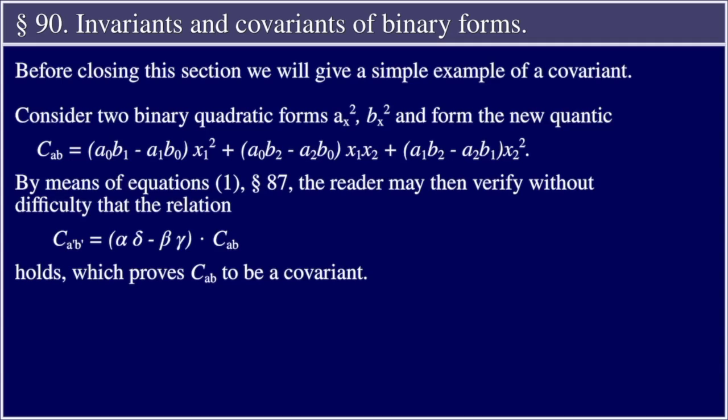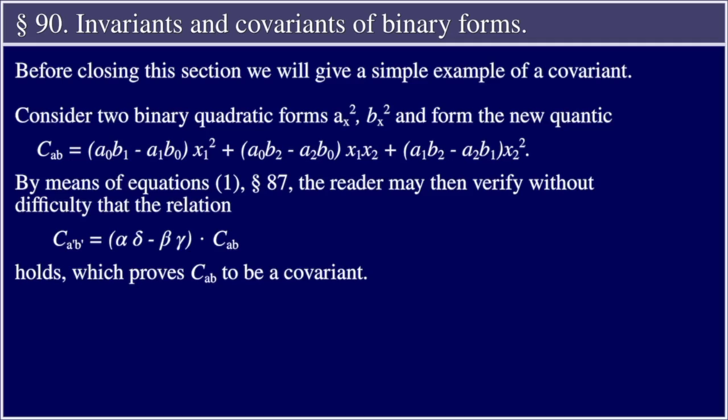Before closing this section, we will give an example of a covariant. Consider two binary quadratic forms, a_x^2 and b_x^2, and form the new quantic c_ab = (a_0 b_1 − a_1 b_0) x_1^2 + (a_0 b_2 − a_2 b_0) x_1 x_2 + (a_1 b_2 − a_2 b_1) x_2^2.